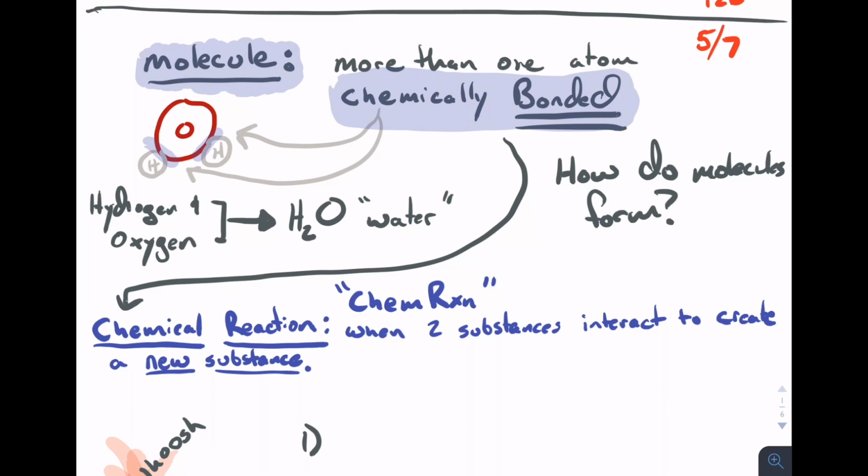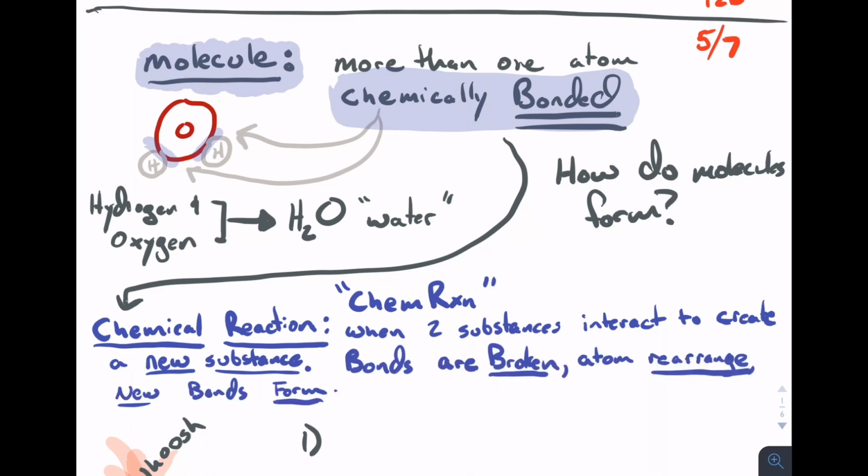In order for this to happen, the molecules were bonded together in one place, so we have to take that molecule and rip it apart. We have to break some bonds in the first place. The atoms rearrange themselves, and then new bonds form. So here's the key thing: the atoms are together in the first place, you have to break them apart, rearrange them, and then new bonds will form.